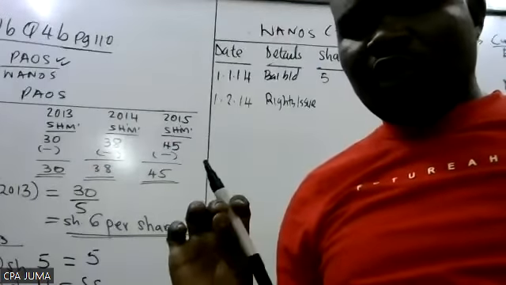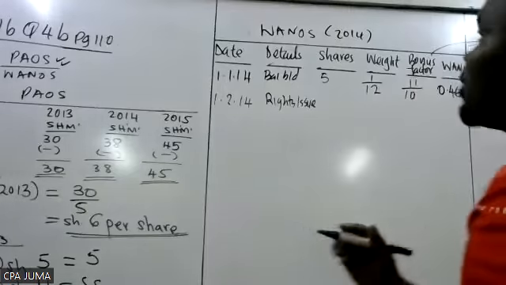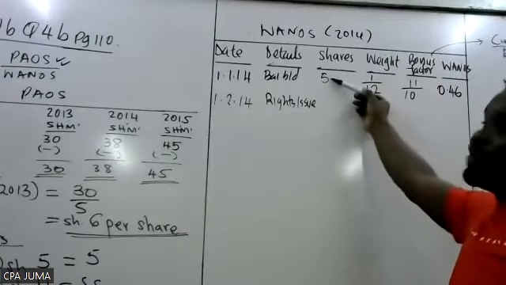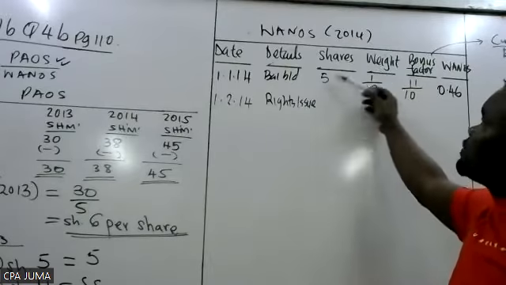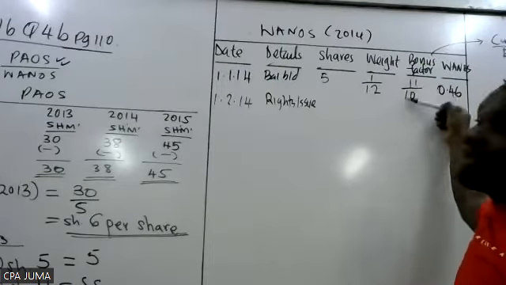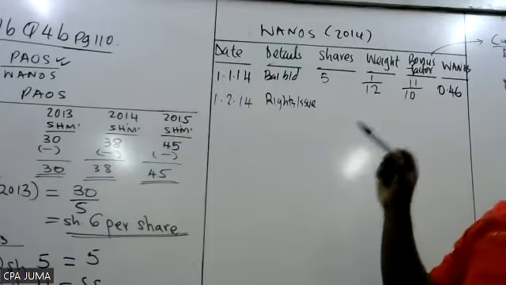Well, what are we doing to get the 0.46? You take the 5 shares times the weight. The weight is 1 month over 12 months. So 5 times 1/12 times the 11/10. Equal.